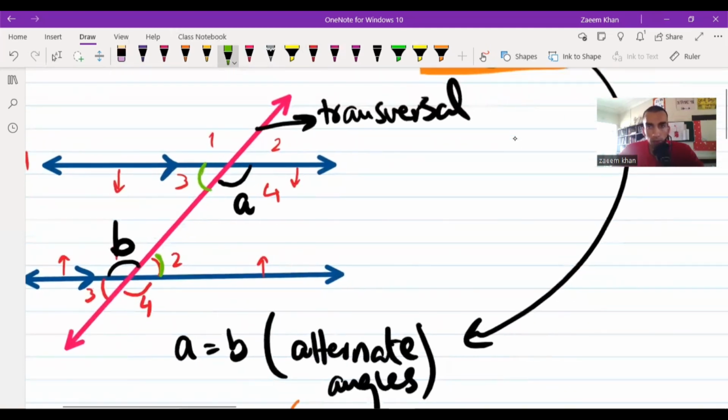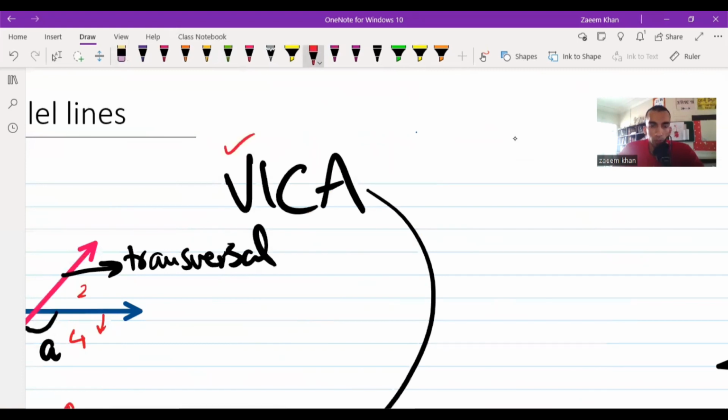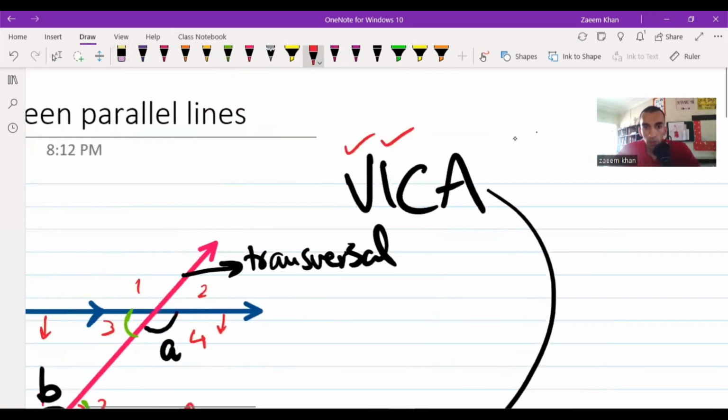Okay. We're done with vertically opposite angles. We were done with V in intersecting lines. It doesn't fall under parallel lines. Let's go on to corresponding angles.